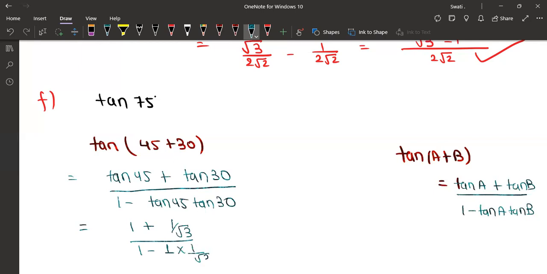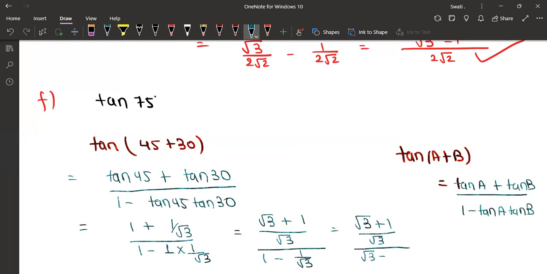Now if I simplify the numerator by taking LCM, it will become root 3 plus 1 upon root 3. In the denominator, let's write one more step: 1 minus 1 into 1 is 1, and then upon root 3. Now this will become root 3 plus 1 upon root 3. And in the denominator, if I take the LCM, it will become root 3 minus 1 upon root 3. Now this root 3 will get cancelled. So we are getting root 3 plus 1 upon root 3 minus 1.